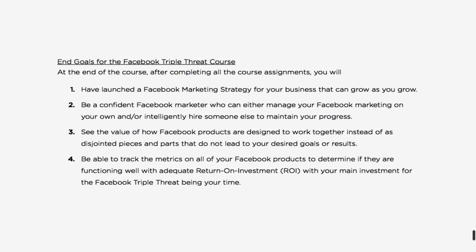So what can you expect to gain by taking the Facebook Triple Threat course, as I call it? At the end of the course, after completing all of the course assignments, you will have launched a Facebook marketing strategy for your business that can grow as you grow. You will be a confident Facebook marketer who can either manage your Facebook marketing on your own or intelligently hire someone else to maintain your progress. You will be a person who will see the value of how Facebook products are designed to work together, instead of as disjointed pieces and parts that do not lead to your desired goals or results.